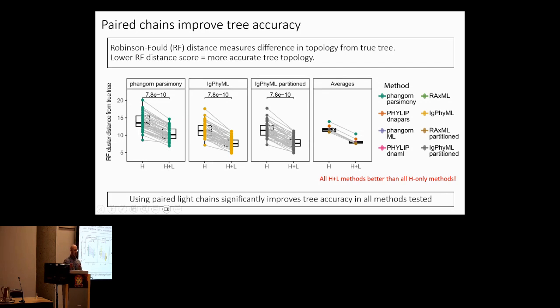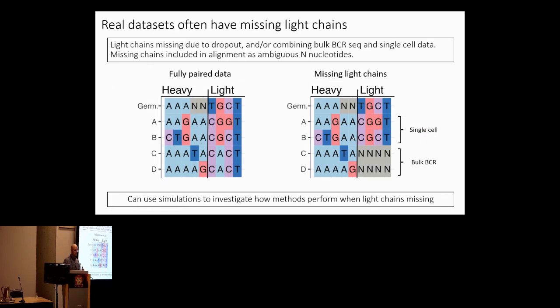Importantly, if we look at the average performance of all of these methods, every method that used both the heavy chain and the light chain did better than every method that just used the heavy chain. So using the light chain gives you a much better improvement than picking the best heavy chain only method. However, in those results, every heavy chain was paired with a light chain. So that was fully paired data.